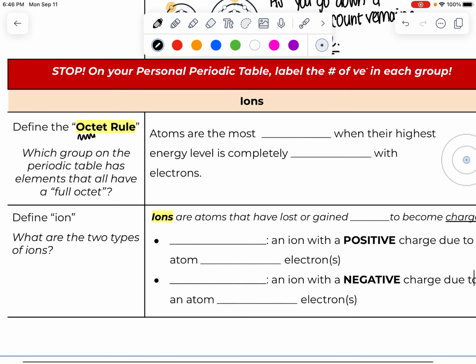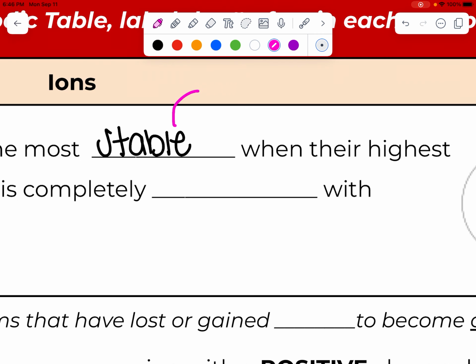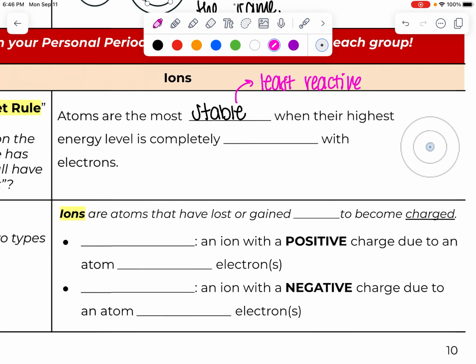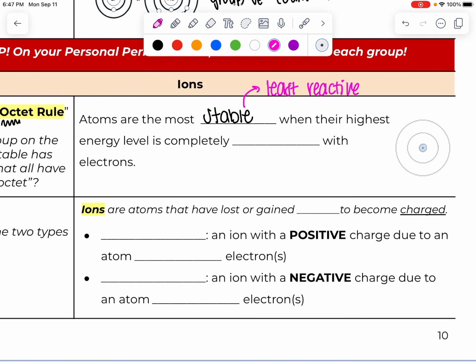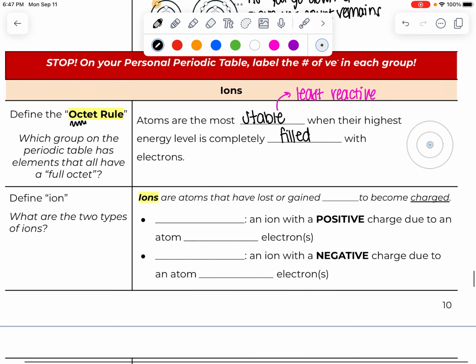So all atoms are most stable. This means they are least reactive. So most stable is referring to least reactive. This is going to be super important when we do our lab next. They are most stable when their highest energy level is completely filled with electrons. So think about what this would mean, their outermost energy level.